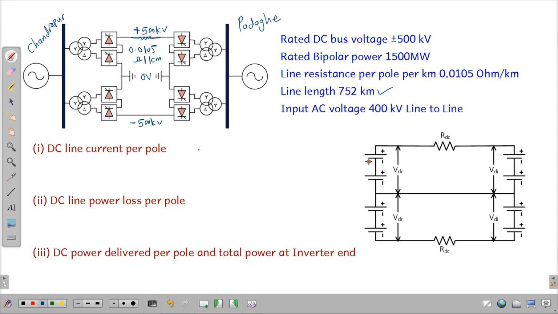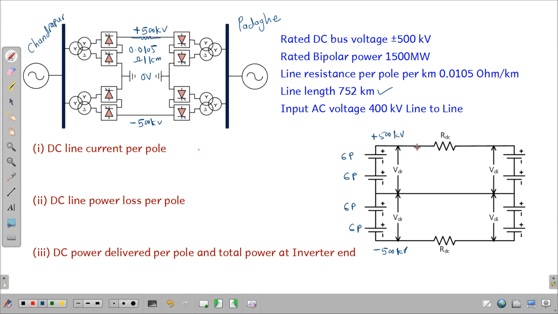You can see that this is a 12 pulse converter, out of which a 6 pulse converter is shown here. For pole 2, this is a 6 pulse and this is the other 6 pulse. The voltage at this end is plus 500 kV. Let me correct it: the voltage at this end is minus 500 kV and the voltage at this bus is plus 500 kV.